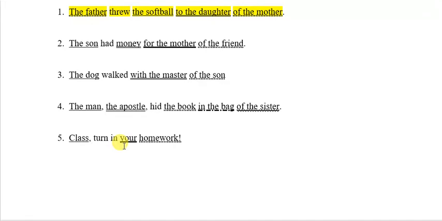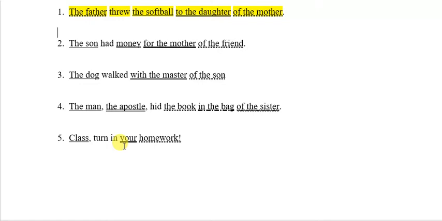So what we'll have here is the word class there would be used in the vocative case. Class, turn in your homework. All right, now, notice the word your. Your is a little bit tricky because it's a noun, but there's no key word that tells you which of the cases it is. But notice it's possessive. You could also say, turn in the homework of you. So that's going to be in the genitive case. That was a little tricky, but you can see why I was hinting above about the possessive, right?